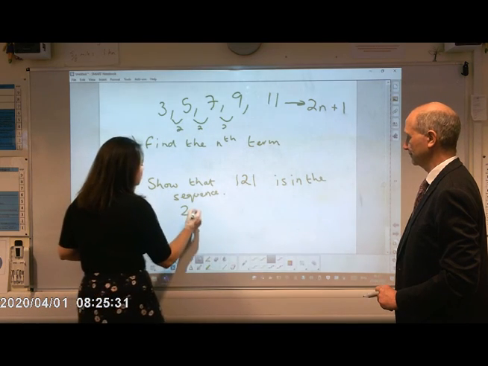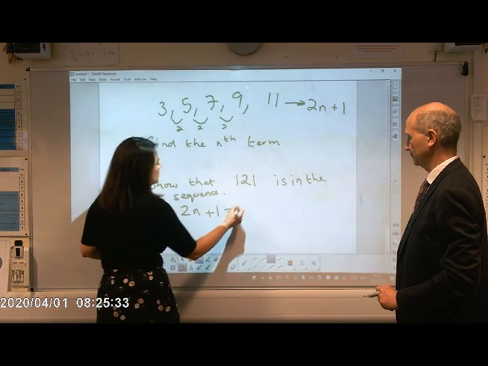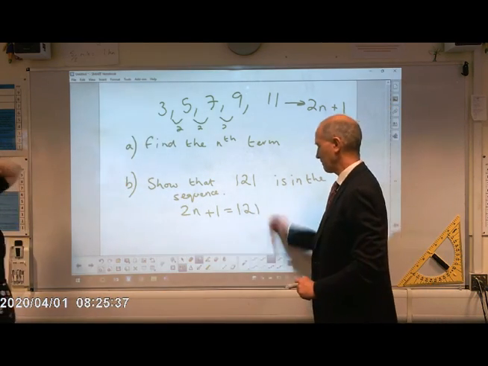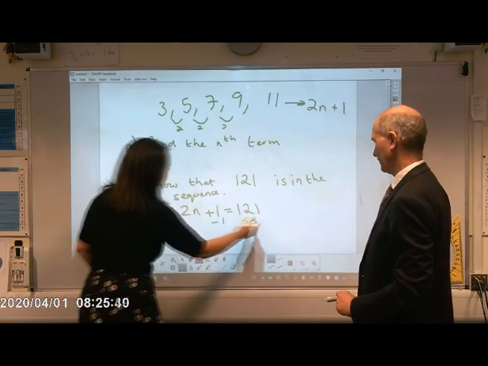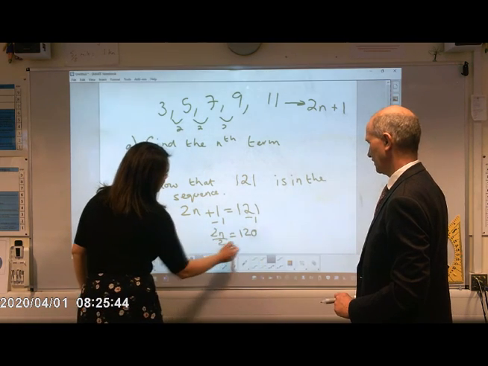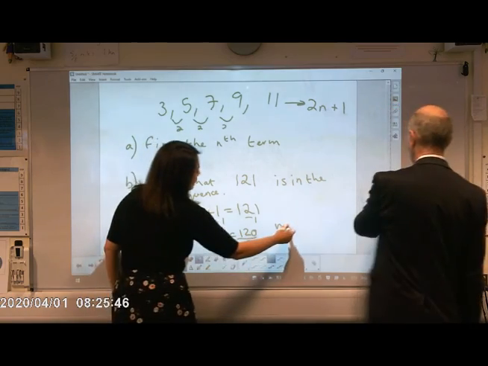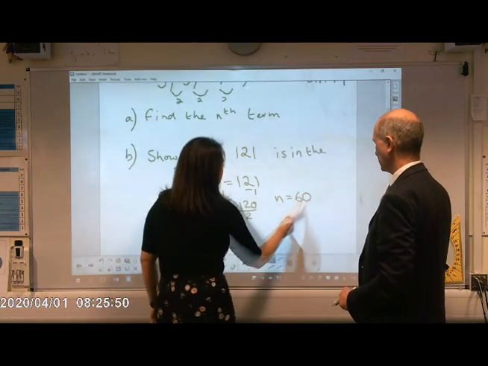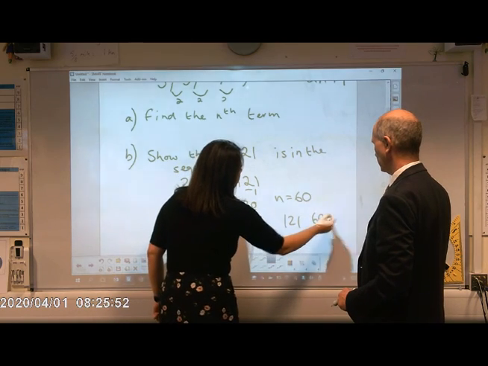So, how do I find an unknown? Bit of algebra, by solving. Okay, so I'm going to minus 1 from both sides. I'm going to get 120 is 2n. I'm going to divide by 2, and I'm going to get n equals 60. And that means actually 121 is the 60th term.